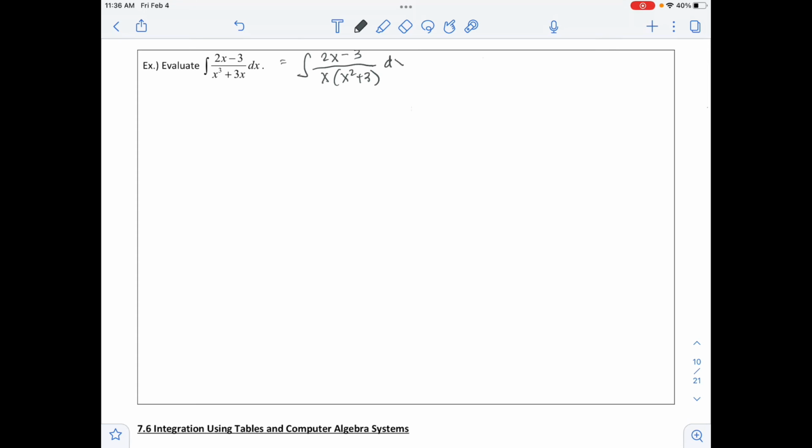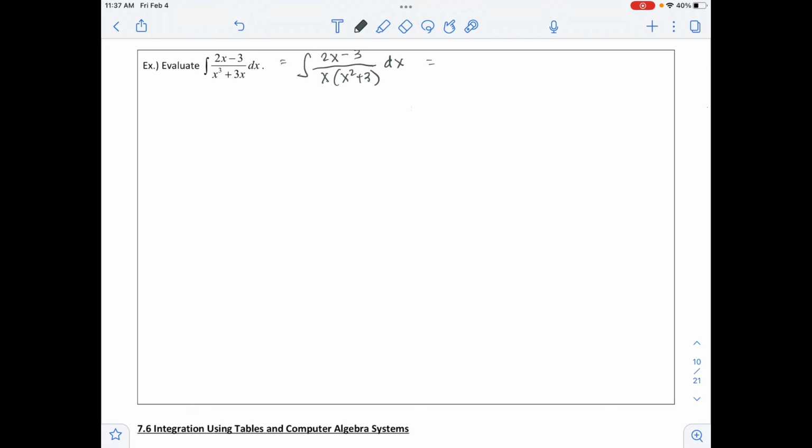And really quick, I can't use long division because the degree in the numerator is smaller than the degree in the denominator. And again, long division works when it's the flip, when the numerator is larger than the degree in the denominator. So from here, I notice that I have x squared plus 3, which is a quadratic factor that doesn't reduce anymore. And then I also have x, which is a linear factor, which doesn't reduce anymore.